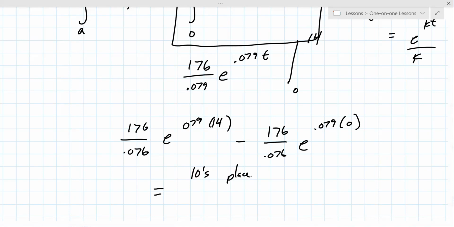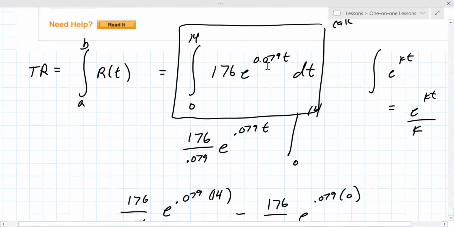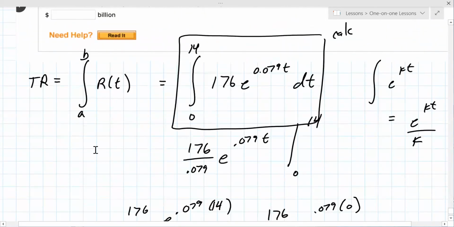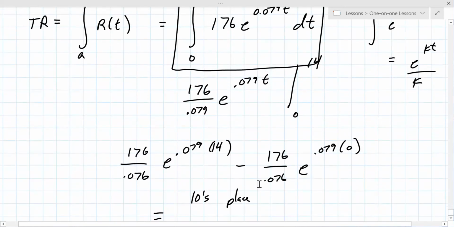How do you plug that into your calculator? The integral? Do you still do the math 9 thing? Yes, exactly. So you just do 0, 14, and then 176 e to the 0.079 x dx. Oh, it's that. So you don't put the 0.079 over. That's if you're showing work. Yeah, if you have the calculator, you're done. You just throw that in the calculator, you're done. But if you've got to show work, everything down below here has to be included.